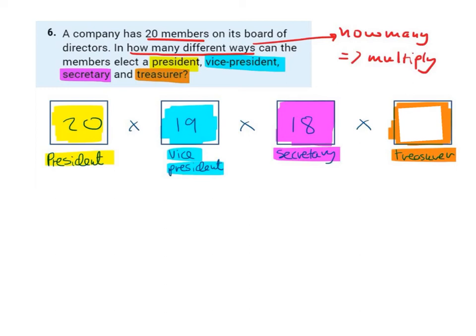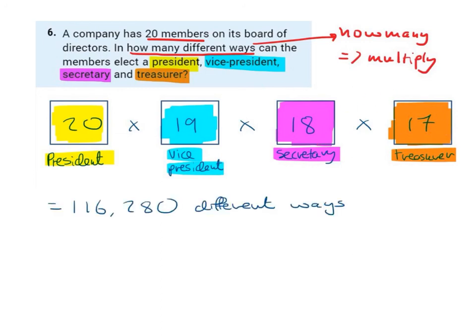And likewise, when we go to choose the treasurer, we already have a president, a vice president, and a secretary. So that's 1, 2, 3 people out of 20 that are gone. So we've 17 left to choose from for the treasurer. So 20 multiplied by 19 multiplied by 18 multiplied by 17 gives us 116,280 different ways that we can choose the board of directors.